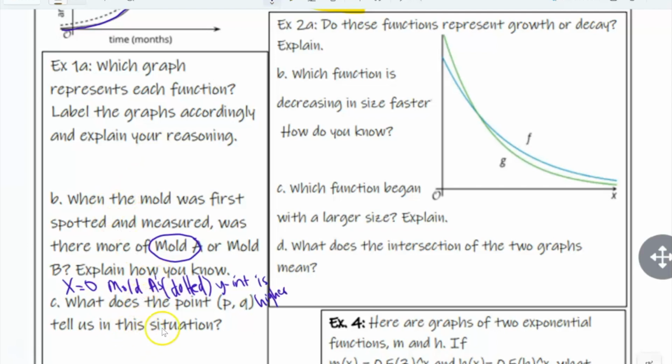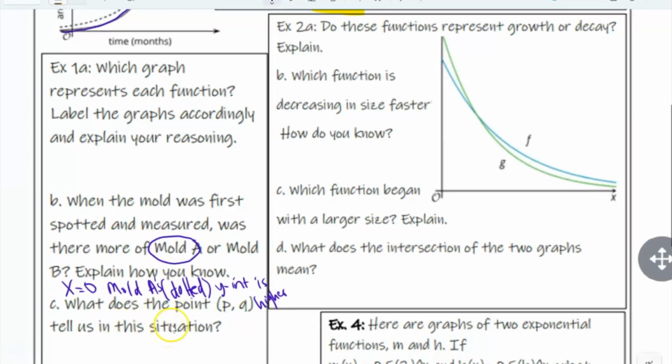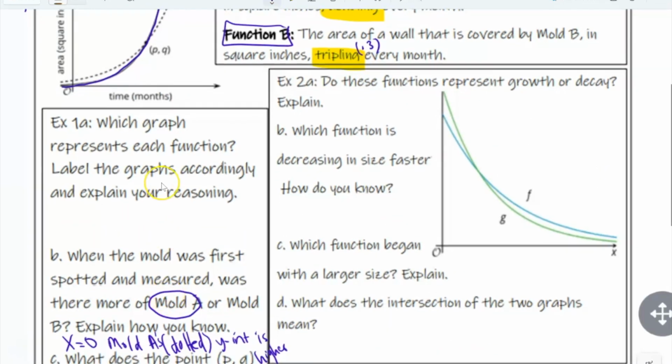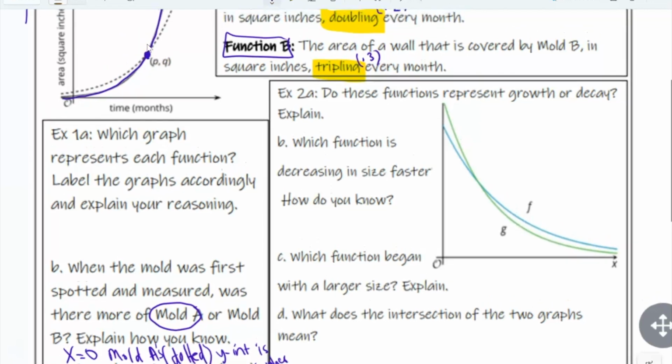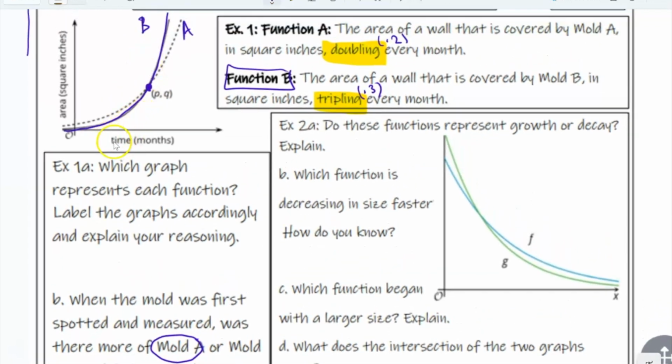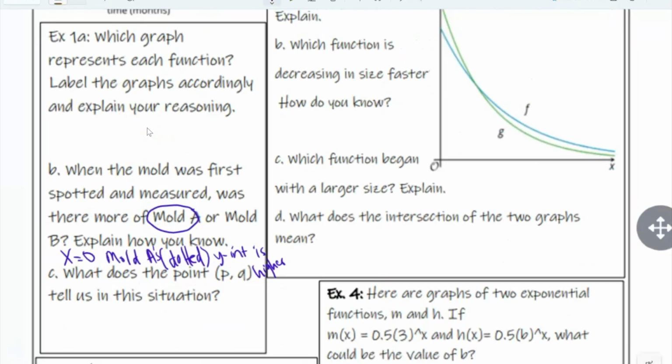What does the point PQ tell us in this situation? This is the point PQ. Looking at the point PQ, what can you tell me? That the dotted line and the solid line are exactly the same. In this situation, because now I have to use the words of this problem, at the time P, because that's x, and at the area Q, they're exactly the same. So the area of the wall that's covered by both mold A and mold B is exactly the same at the same time. Okay, we're just going to write that down.